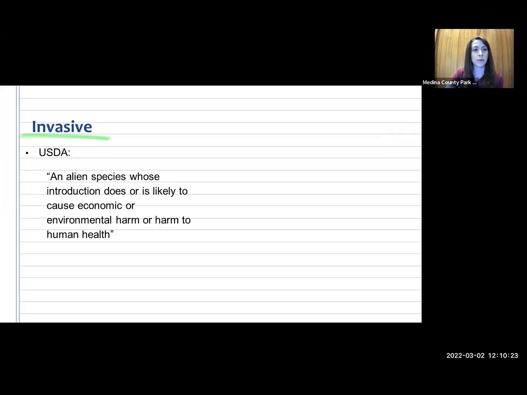All right, so then that brings us to invasive. The USDA defines invasive as an alien species whose introduction does or is likely to cause economic or environmental harm or harm to human health. I'd like to point out that the USDA is most worried about humans twice and our environment only one time. So that is a pretty good clue when we start talking about invasives and how certain ones got onto the list.